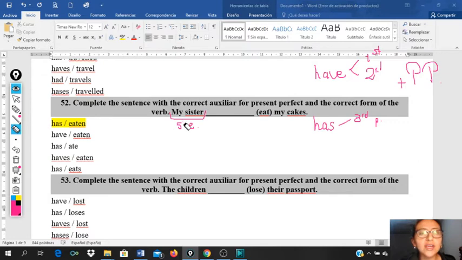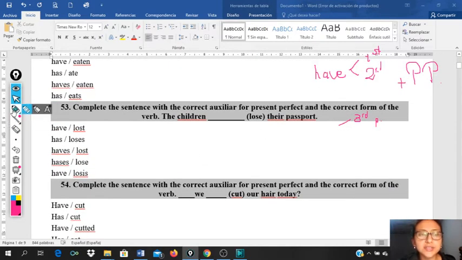Okay? Okay, the next. The children. When I say los niños, I am talking about they. Very good. Estoy hablando de they, tercera persona. The children have, has, so has, or have lost. Have lost. Very good. Ha perdido. Los niños han perdido su pasaporte.